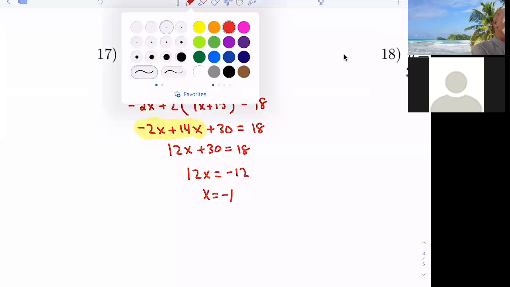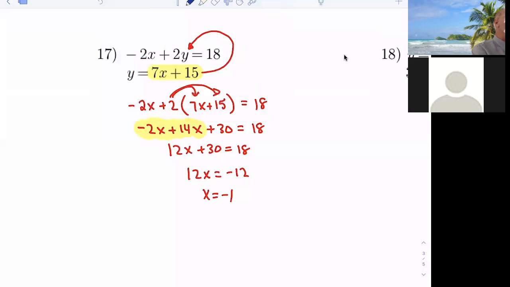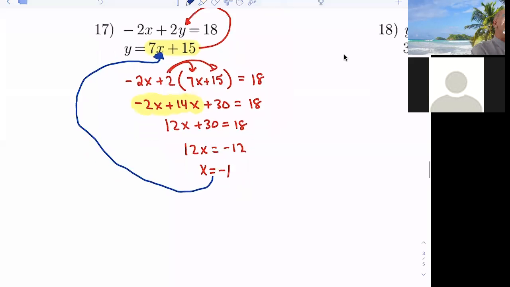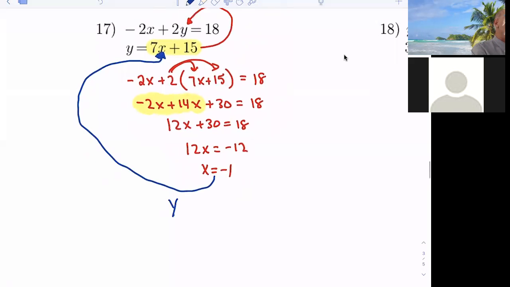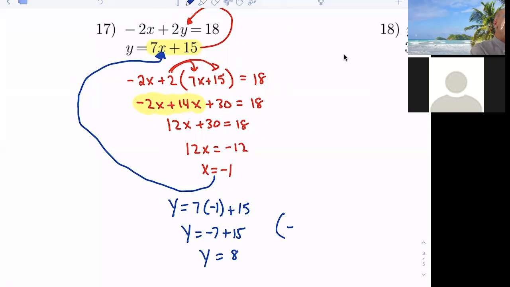All right, now, do I want to plug negative 1 into the top or the bottom? Bottom. The bottom is easy. So now we have y equals 7 times negative 1 plus 15. y equals negative 7 plus 15. So y has to be what? 8. So my answer, negative 1, comma 8.